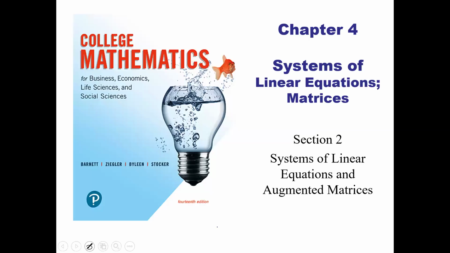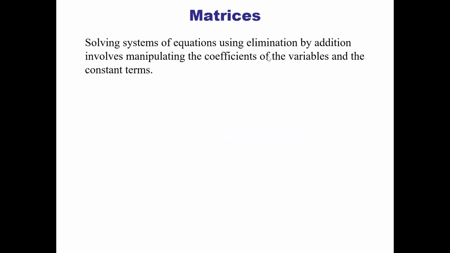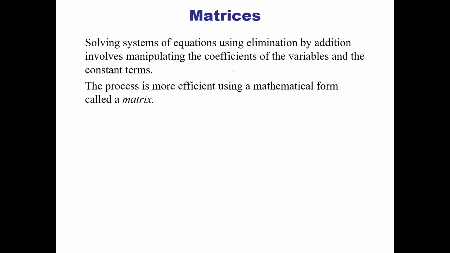All right, so here we're on chapter 4, section 2, on systems of linear equations and augmented matrices. So what we're going to do here is look at matrices. Solving systems of equations using elimination by addition involves manipulating the coefficients of the variable and the constant terms. Now, this process is actually more efficient using a mathematical form called a matrix.